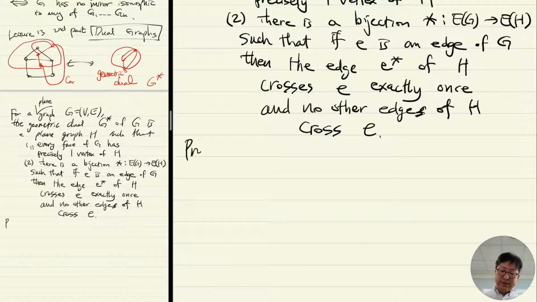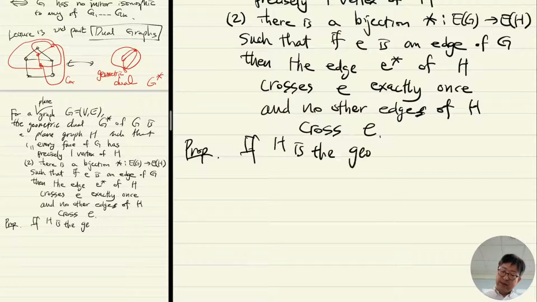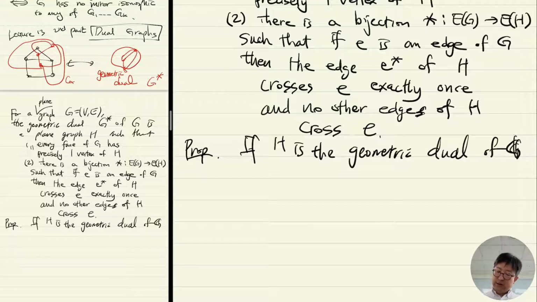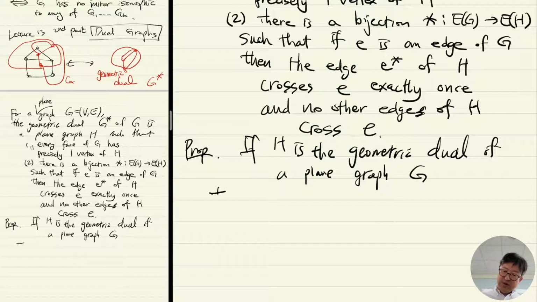Here's an observation. If H is the geometric dual of a plane graph G, then H is connected.